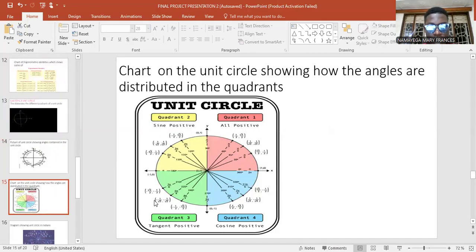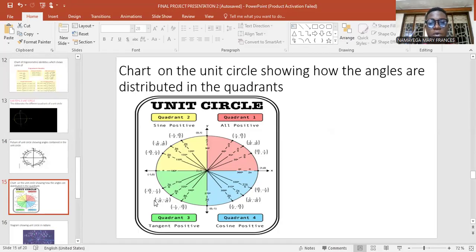So the first quadrant has all the angles, and all the ratios are positive. Then sine is positive in the second quadrant. In quadrant 3, the tangent is positive, and in quadrant 4, the cosine is positive. The reason I use this is that it is very important to know how these quadrants can be used, and how angles can be obtained.